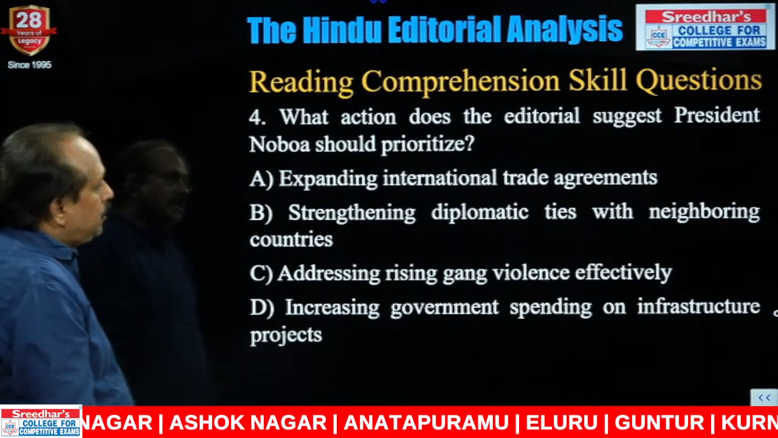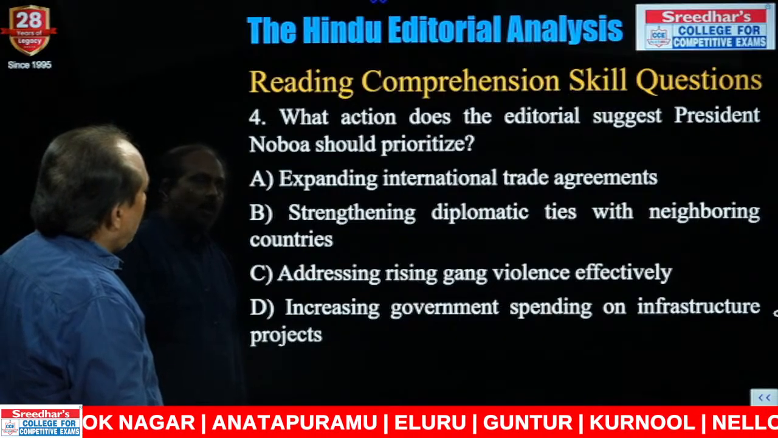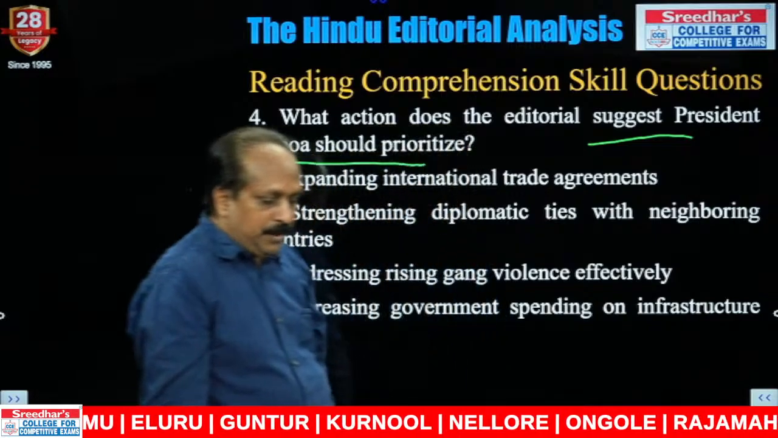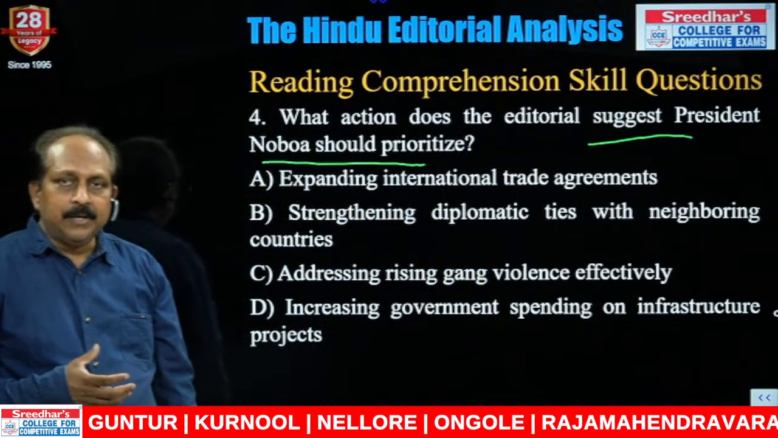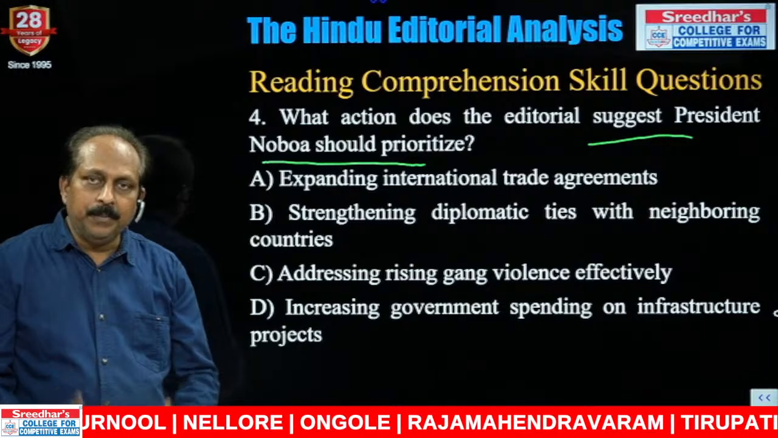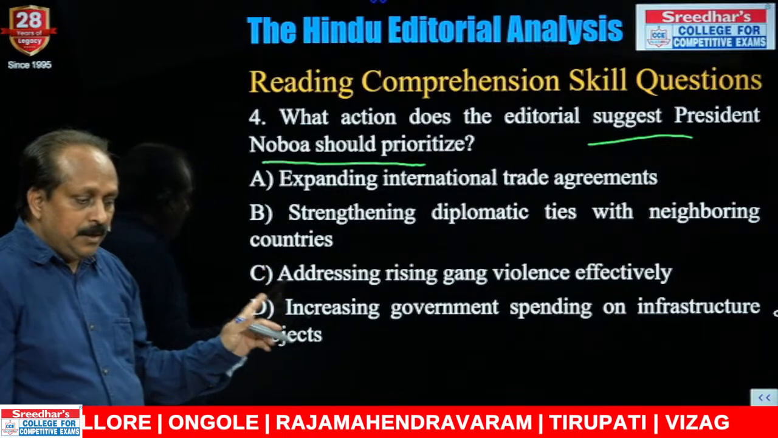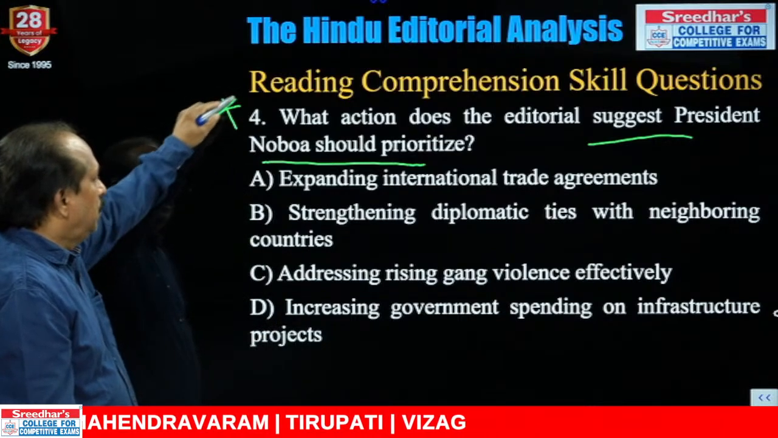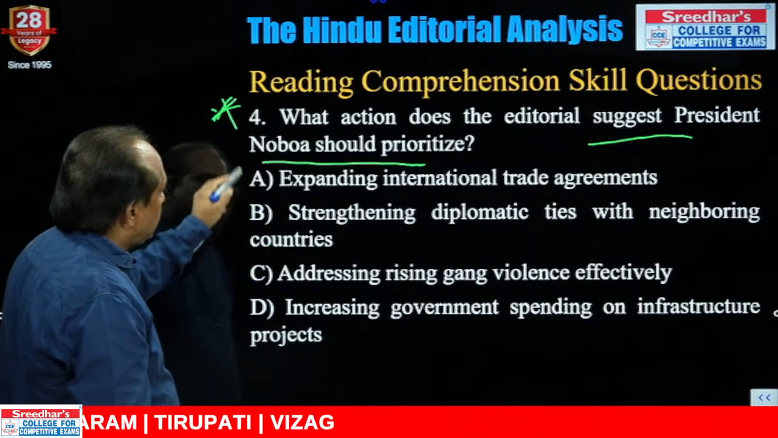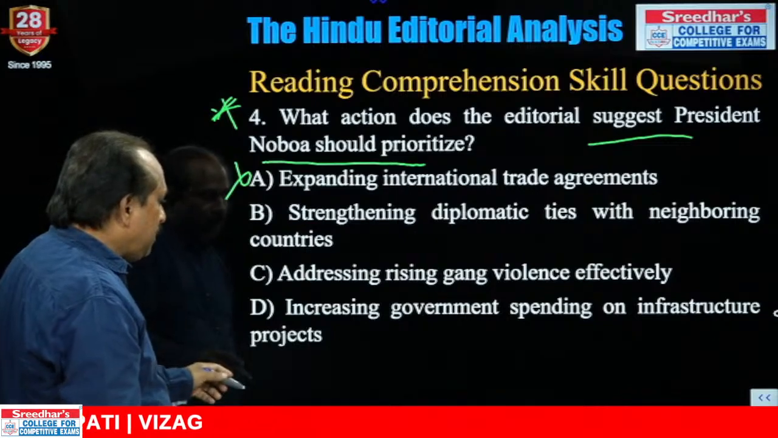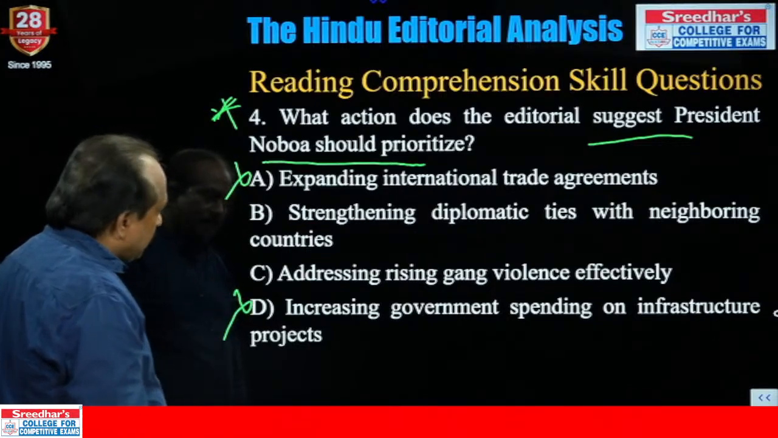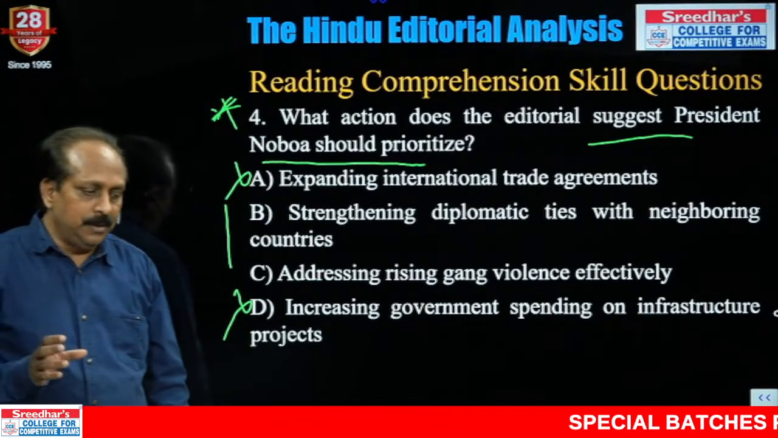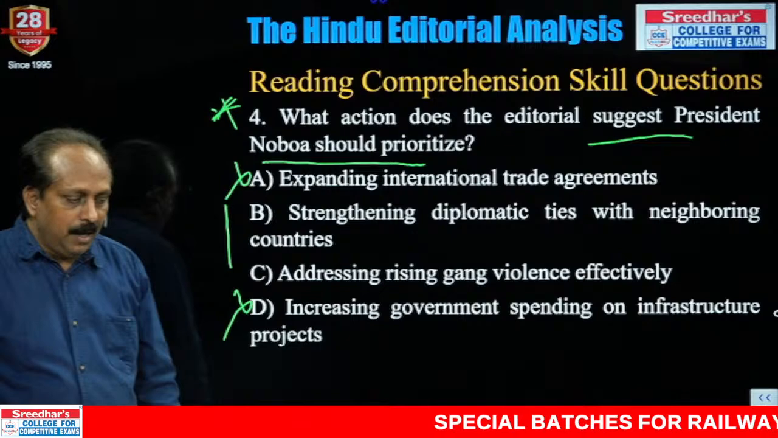Let us go to question number 4. What action does the editorial suggest President Noboa should prioritize? According to the editorial, what should be the priority of the President Noboa? Immediate, what should be given importance? This is a tricky question. You got to be very careful. Question number 4. Expanding international trade agreements not relevant here, and increasing government spending on infrastructure projects not relevant here. You have to choose between B and C. You got to read carefully. Mention the question number and respond.